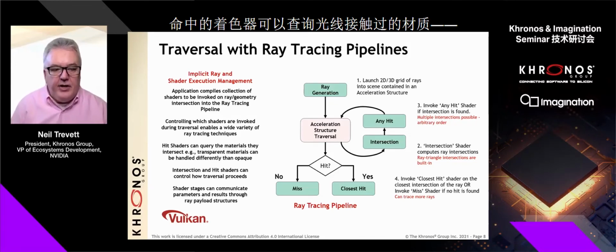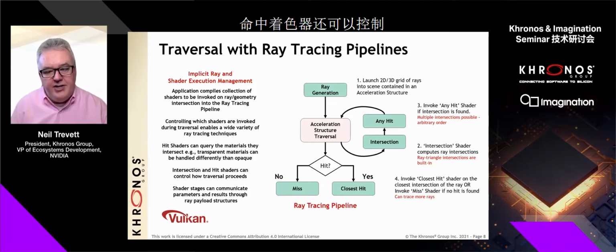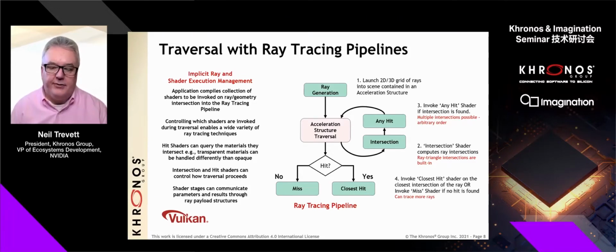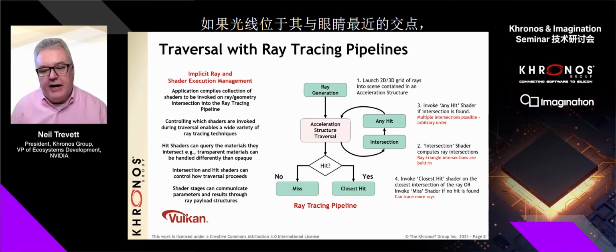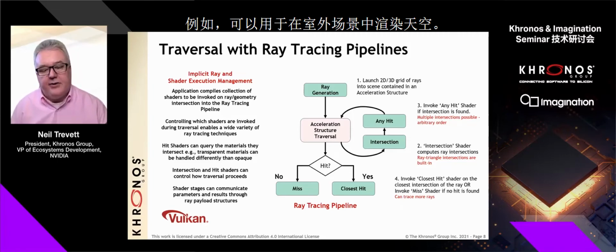Hit shaders can query the materials that the ray has touched, for example, to process transparent materials differently to those which are opaque. Hit shaders can also control how additional rays are used to calculate effects such as reflections and refractions. There are also some special shaders that will execute if the ray is at its closest intersection to the eye, or if no hits occur at all for that ray, which can be used to render the sky in an outdoor scene, for example.